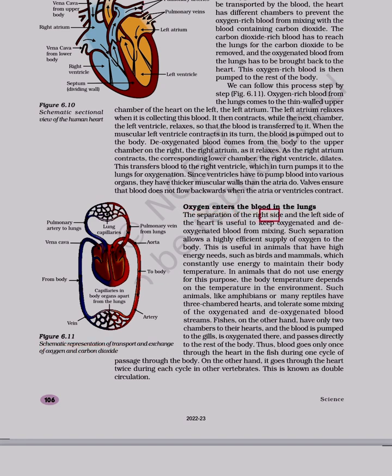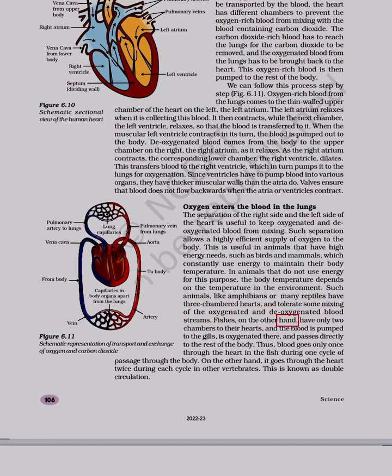The separation of the right side and the left side of the heart is useful to keep oxygenated and deoxygenated blood from mixing. Such separation allows a highly efficient supply of oxygen to the body. This is useful in animals that have high energy needs, such as birds and mammals, which constantly use energy to maintain their body temperature. In animals that do not use energy for this purpose, the body temperature depends on the temperature in the environment. Such animals, like amphibians or many reptiles, have three-chambered hearts and tolerate some mixing of the oxygenated and deoxygenated blood streams.